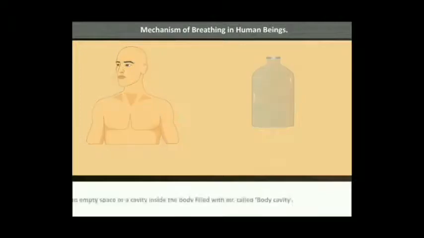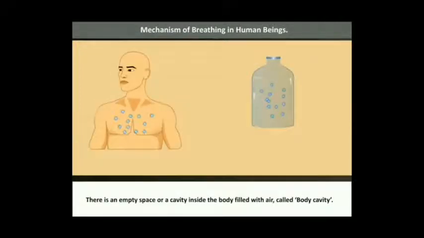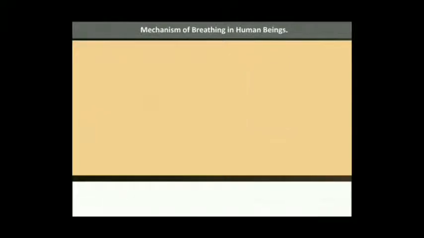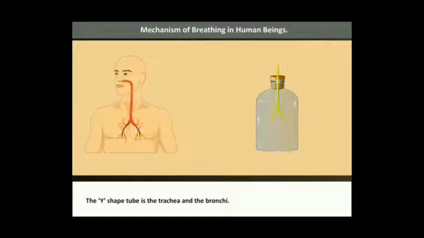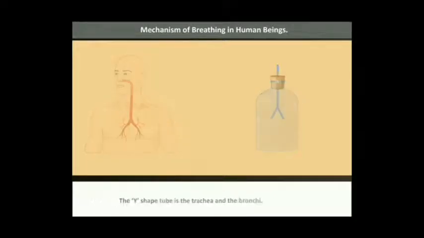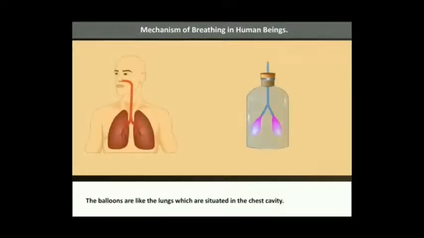The bottle is like a human body. There is an empty space, or a cavity, inside the body filled with air, called the body cavity. The rubber sheet is the diaphragm, which divides the body into two parts. The upper part is the chest cavity and the lower part is the abdominal cavity. The Y-shaped tube is the trachea and the bronchi. The balloons are like the lungs, which are situated in the chest cavity.